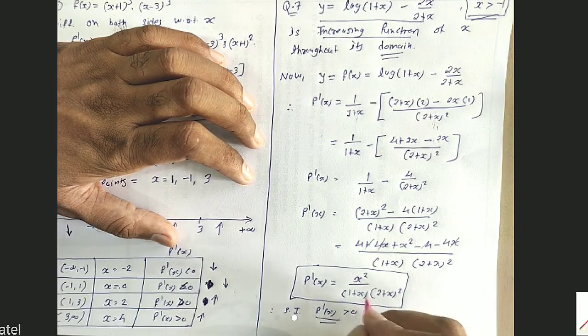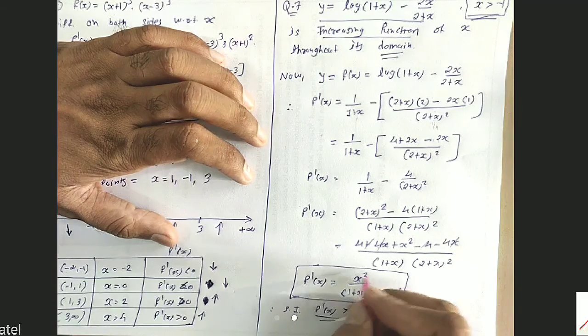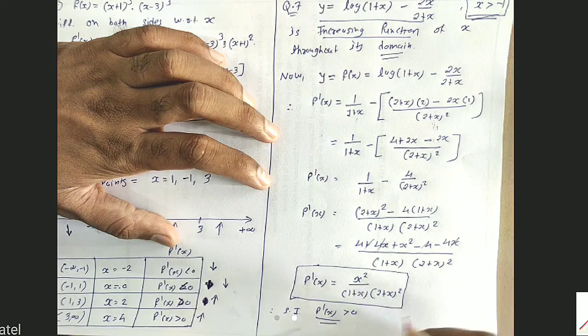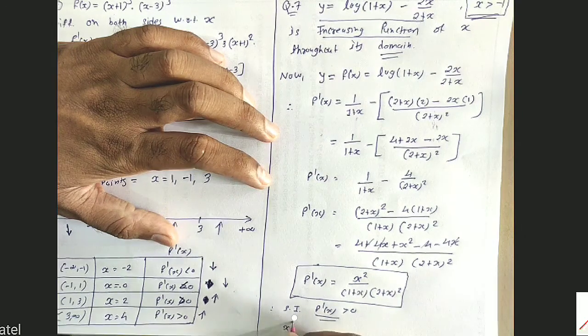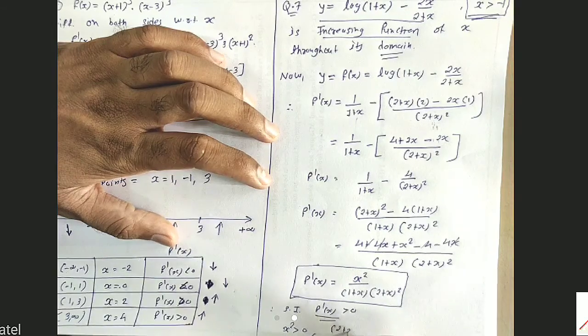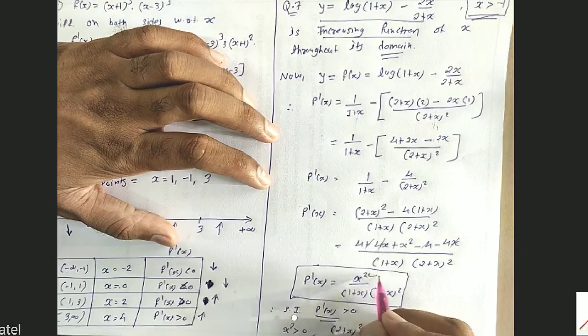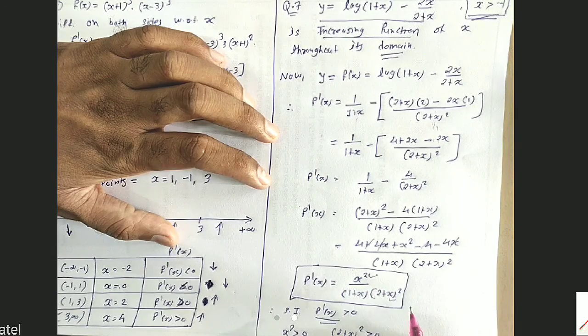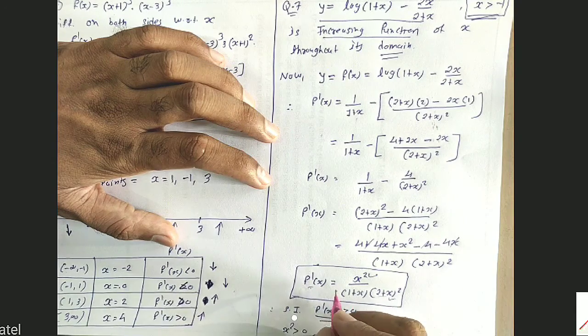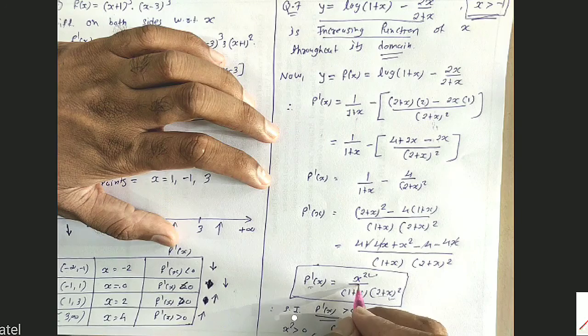Done. So here we can say that for any value of x, this x square term will be positive. It will be greater than 0. So x square will be greater than 0. Similarly, (2 plus x) whole square will be greater than 0. यह टर्म भी ग्रेटर देन 0 आएगी, किसी भी वैल्यू ऑफ x के लिए। अब f dash x का पॉजिटिव होना या फिर नेगेटिव होना कौन सी टर्म पर डिपेंड करेगा?